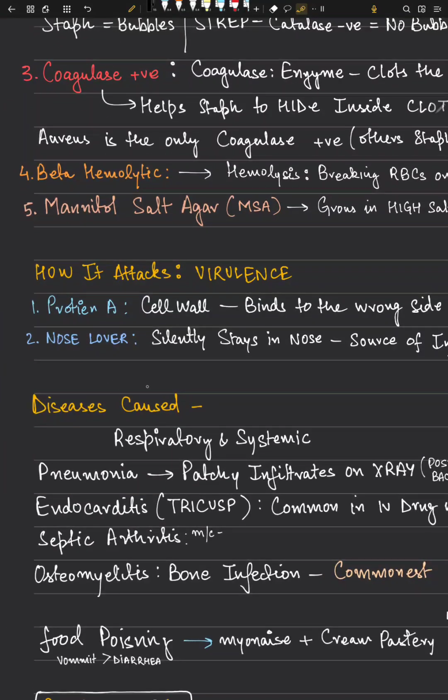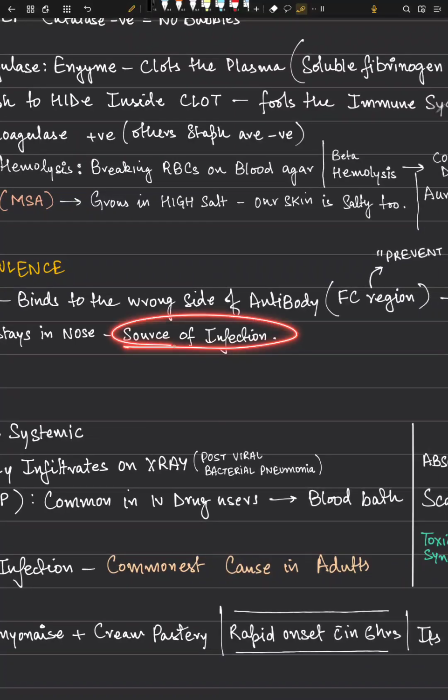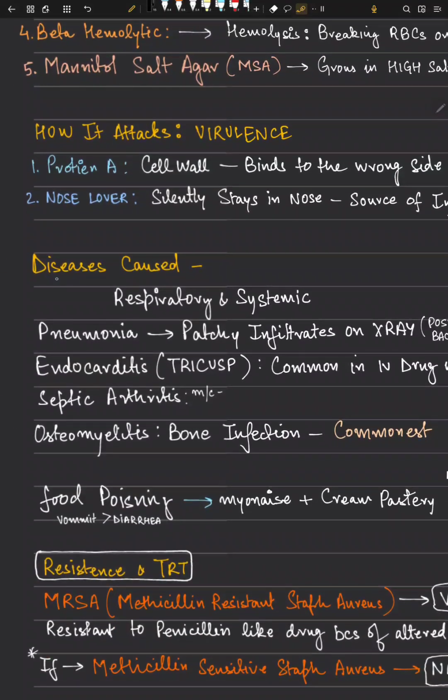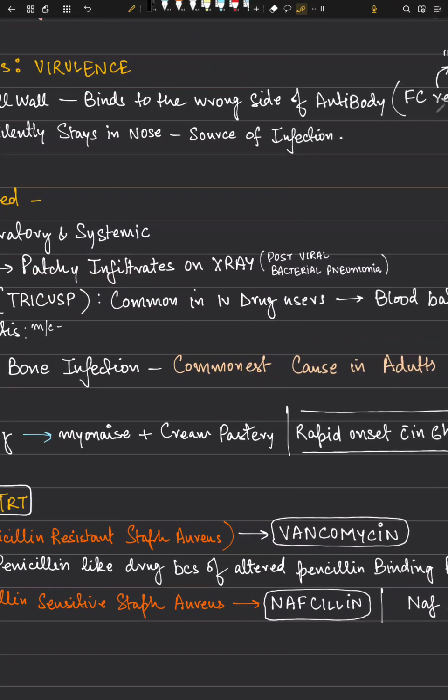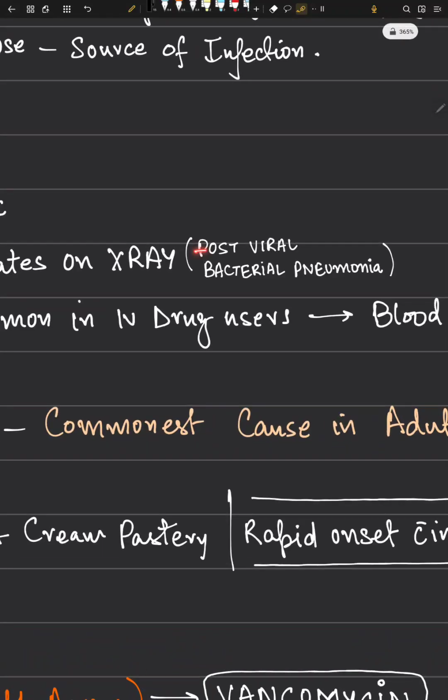Okay. Other thing, it is a nose lover. It means it loves to stay silently in the nose, so it is a source of infection from the nose. Okay. The diseases it causes. Well, first of all, respiratory system. It causes pneumonia. In pneumonia, it causes patchy infiltrates on X-ray, and usually it's post-viral bacterial pneumonia.